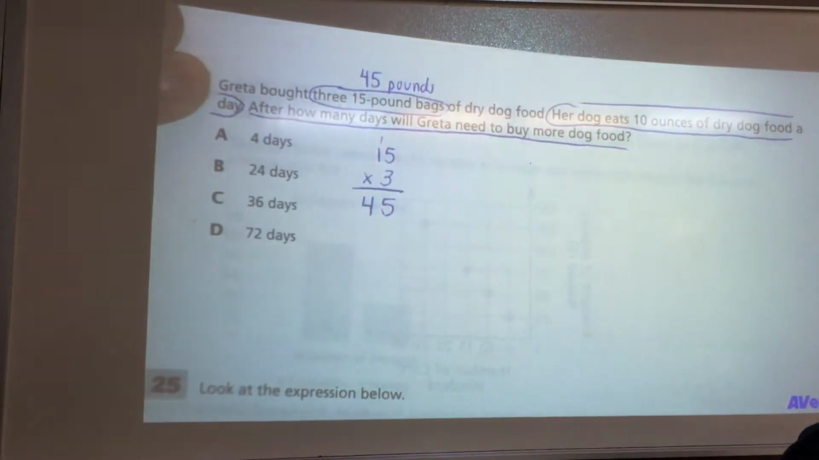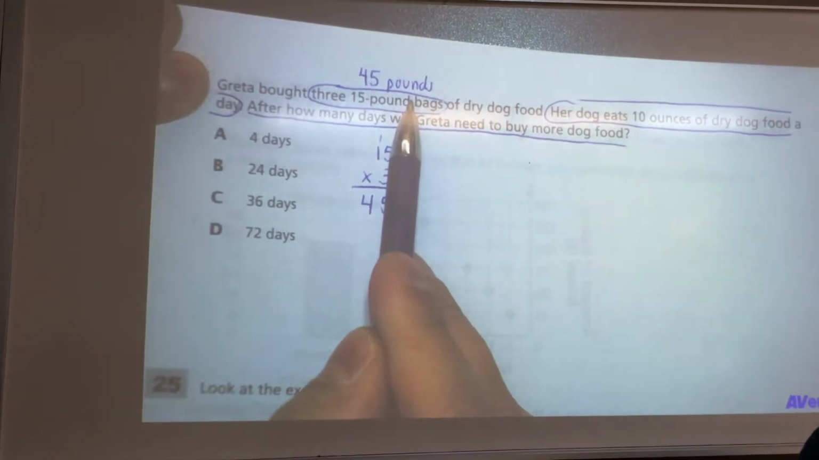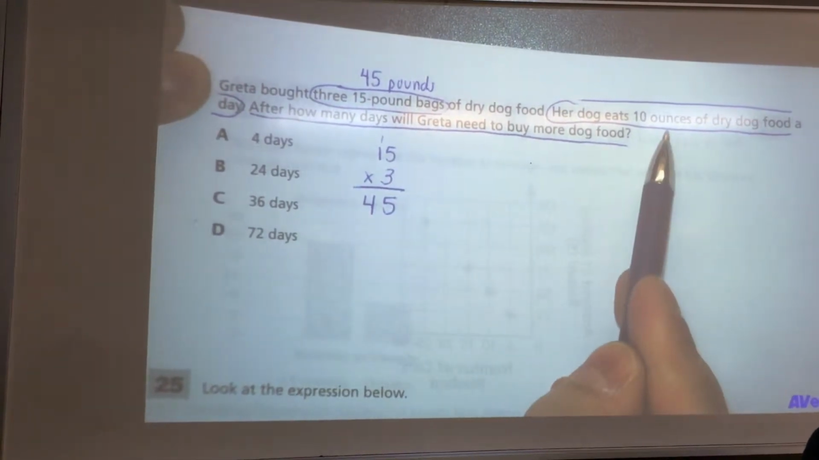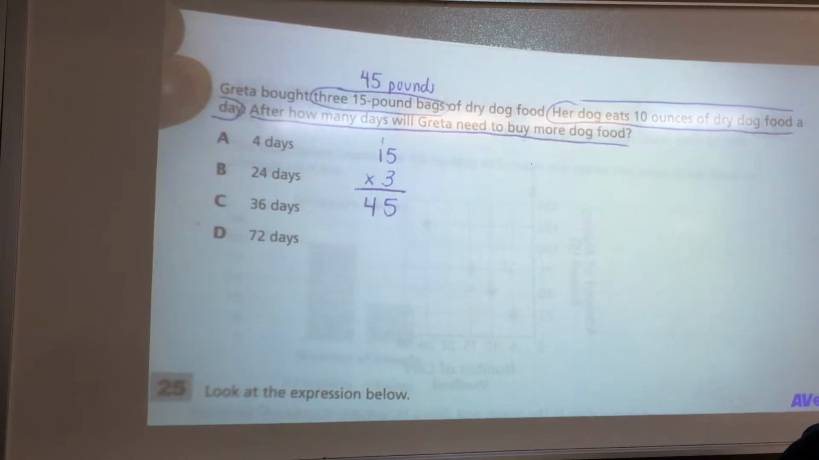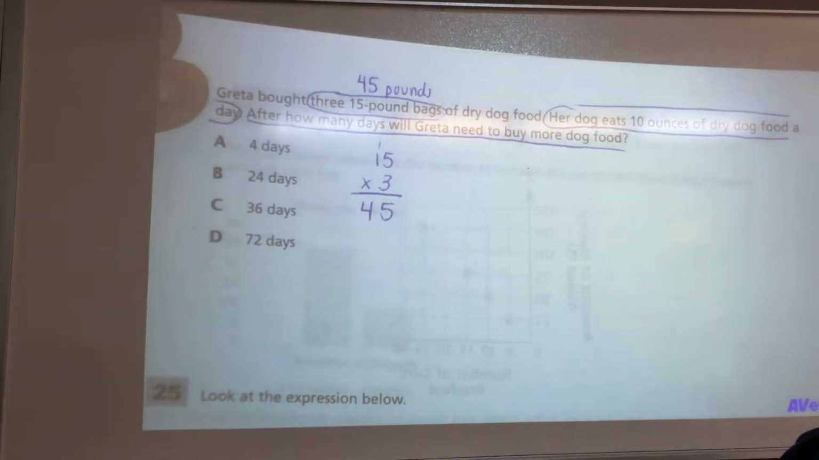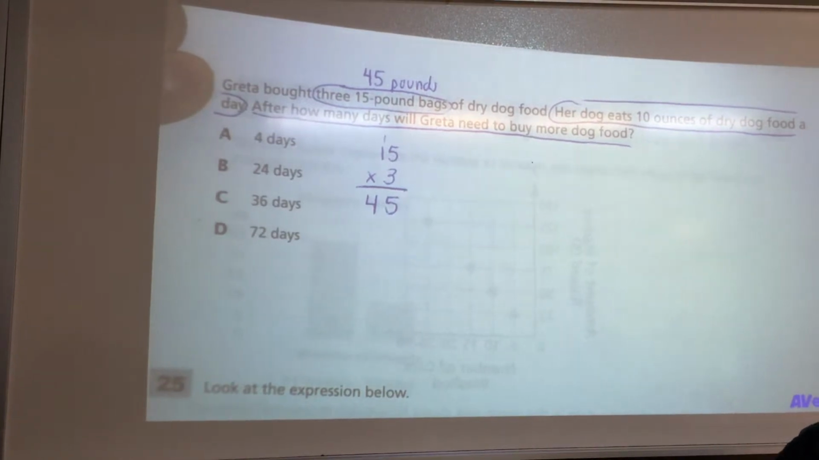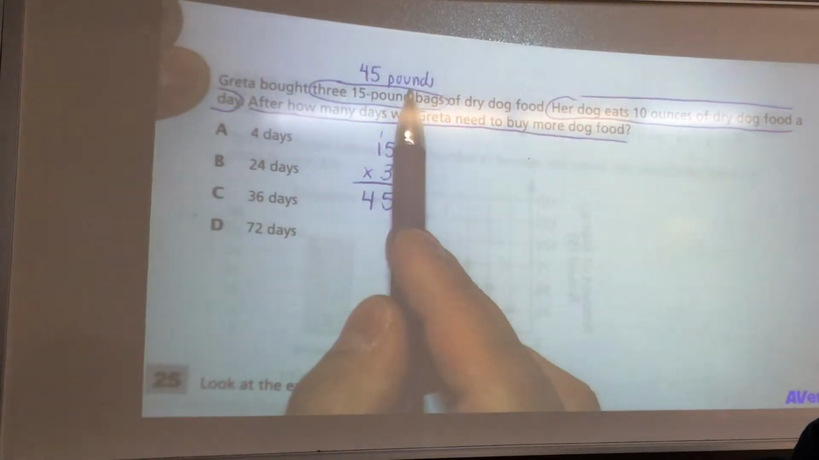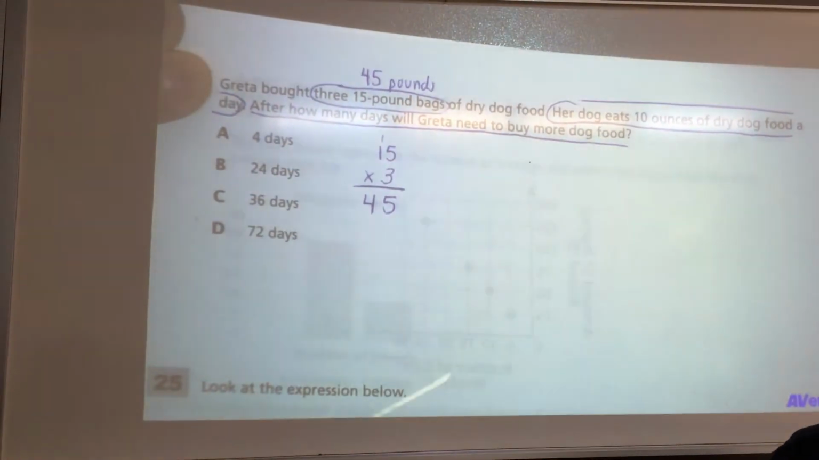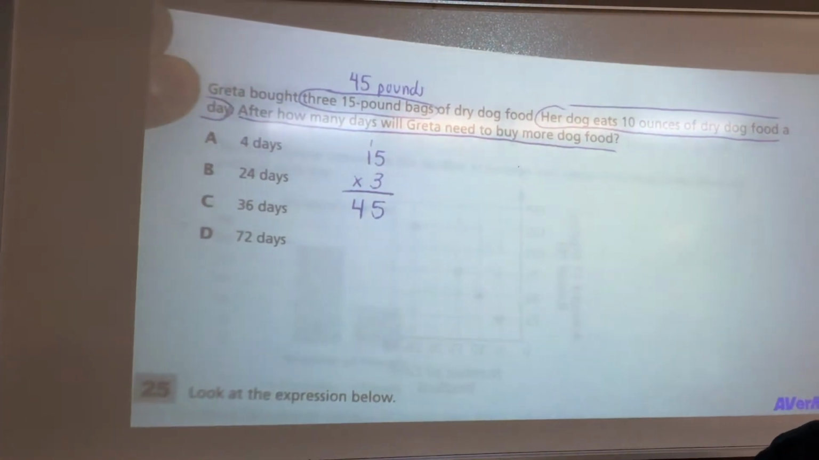And you're like, wait a second, dude. You got pounds and then you got ounces? We got to make these speak the same language, right? So what you actually need to do, I don't think you have your reference table with you, you need to figure out the conversion between pounds and ounces.